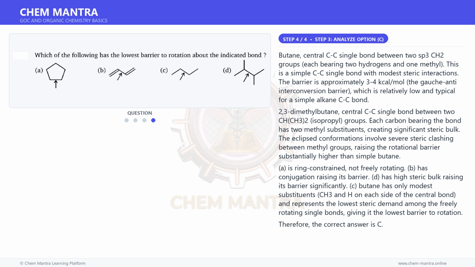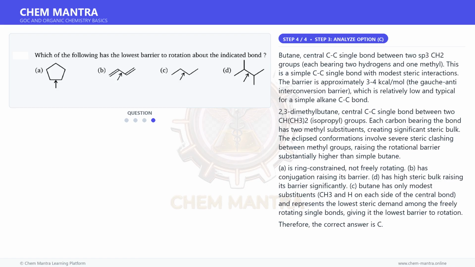2,3-dimethylbutane, central C-C single bond between two CH3 groups, 2 isopropyl groups. Each carbon bearing the bond has 2 methyl substituents, creating significant steric bulk. The eclipsed conformations involve severe steric clashing between methyl groups, raising the rotational barrier substantially higher than simple butane.